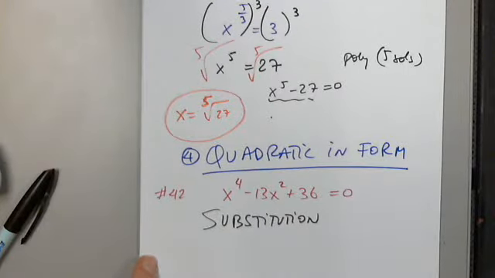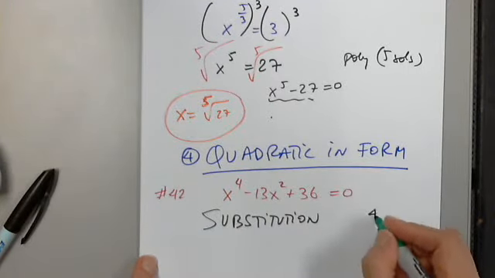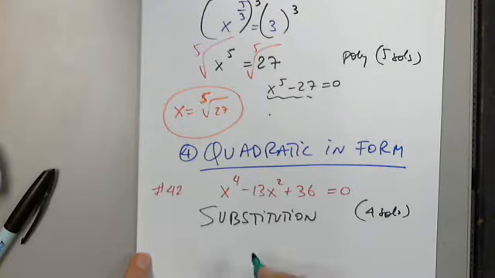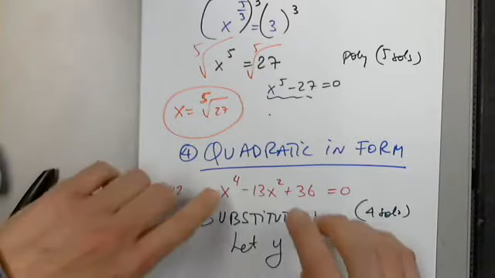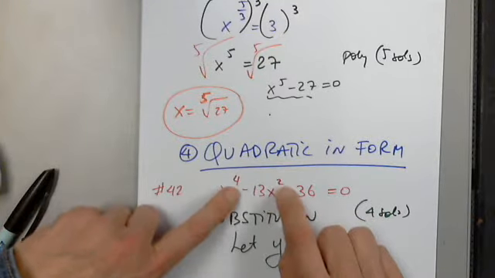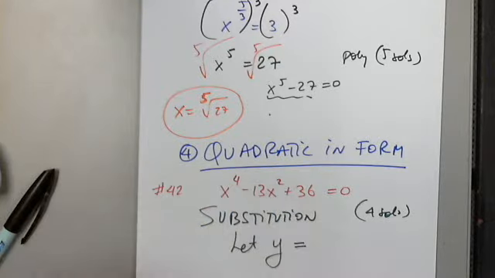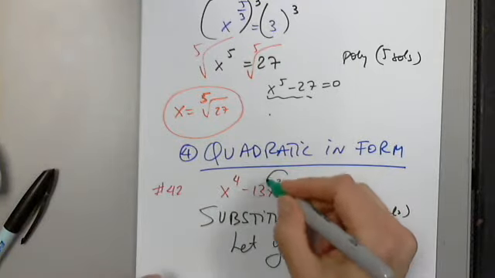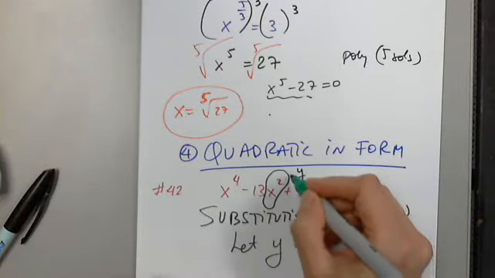What substitution? It's a polynomial of degree 4, so I have 4 solutions. Well, what substitution will I use? I'm going to say let y be... looking at the equation, which of these two x variables has the smallest power? That's better. Well, I'm going to say that this is y.